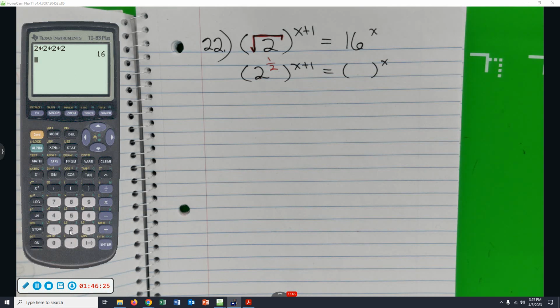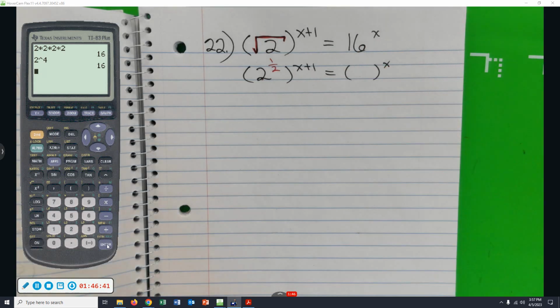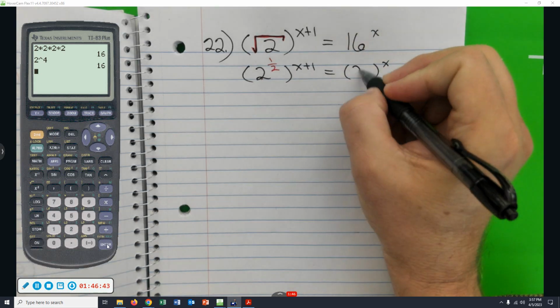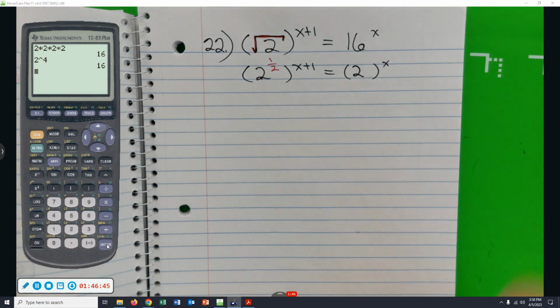And if you're using a calculator like this one here, just use the exponent button. You see the little upside down V, that's called a caret. 2 to the 4th, sure enough, that gives us 16. So we write 16 as 2 to the power 4.